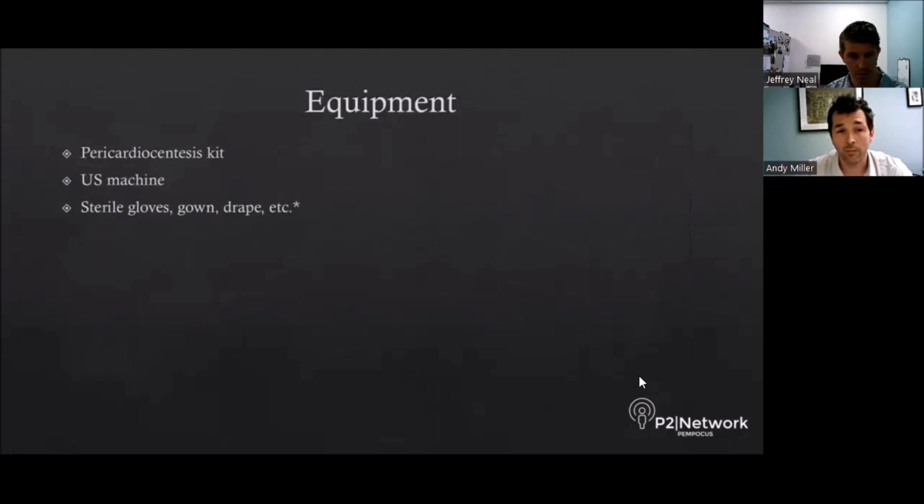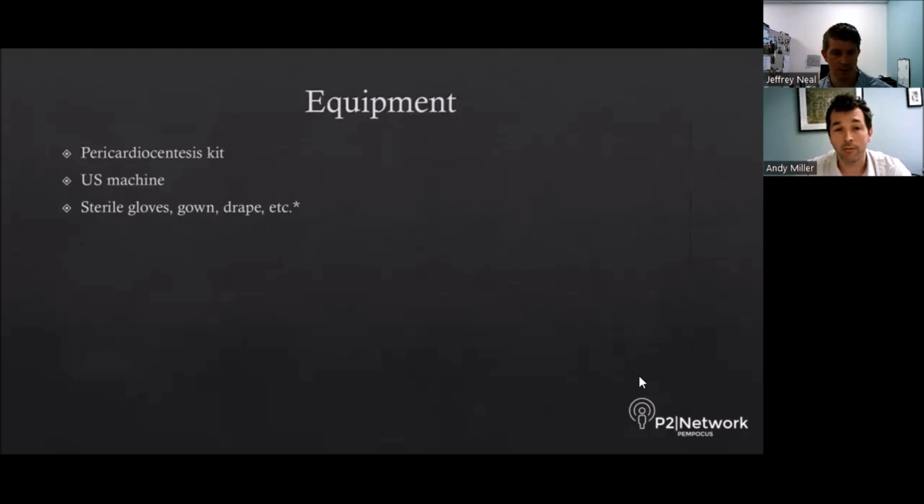With regards to the equipment, some facilities may have a separate pericardiocentesis kit. You also need an ultrasound machine, as well as sterile gloves, gown, drape, and other sterile equipment. With regards to the emergent indications for this, some of this may not be necessary, such as draping and full gowns, and you may opt to put on sterile gloves and perform the procedure in the setting of an arrest.